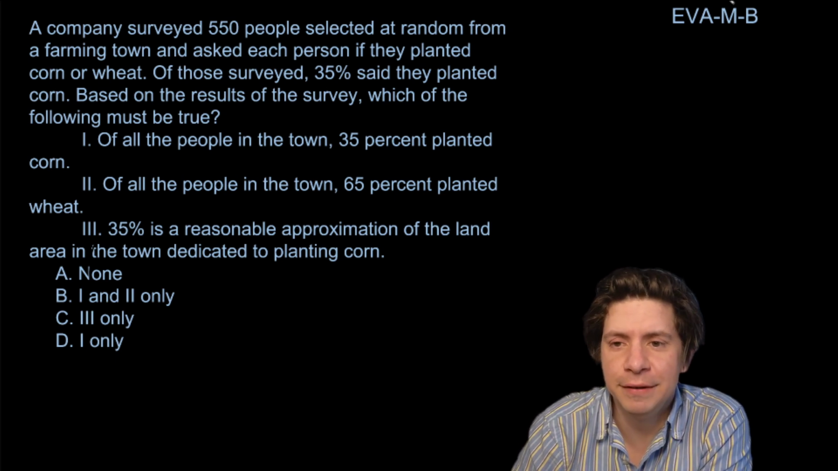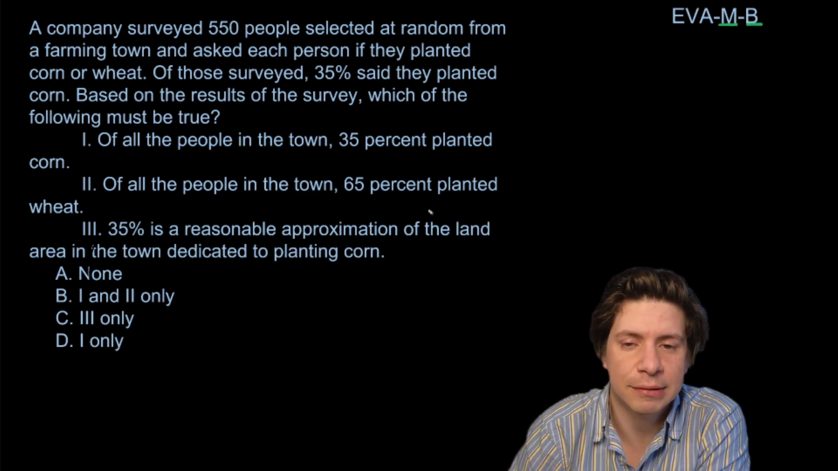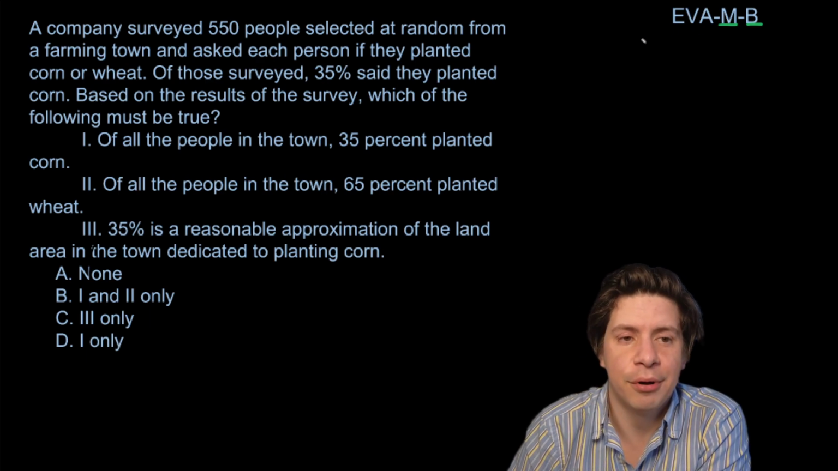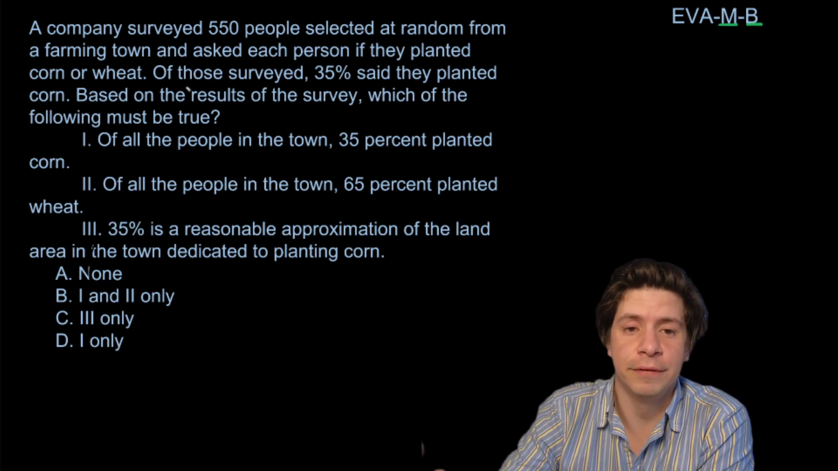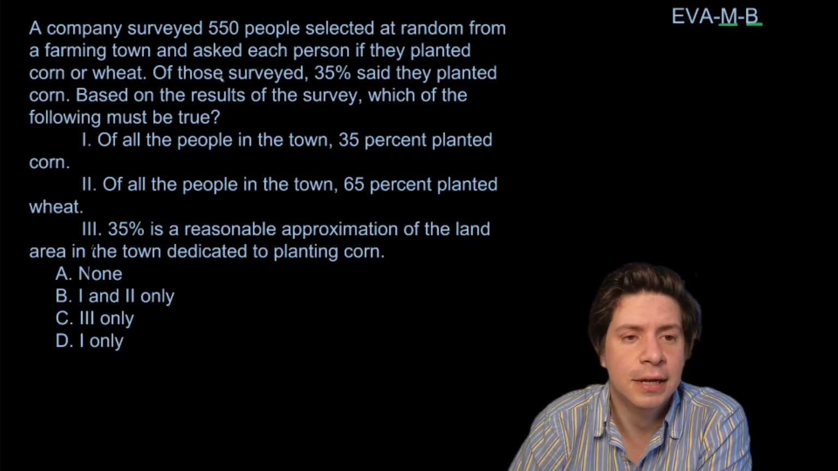Today we're doing EVA-M-B, so it's level medium, category B. We have multiple options and you have to choose which of them is true. And it's evaluating statistical claims and hypotheses, which I've done a whole video on all the questions. This is just a more thorough one on this specific category. So let's try it out.